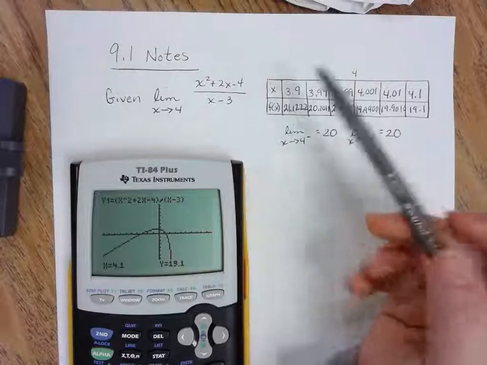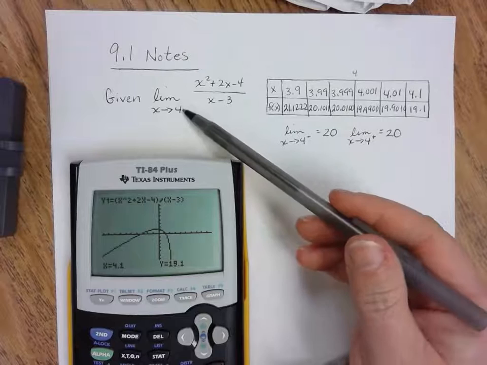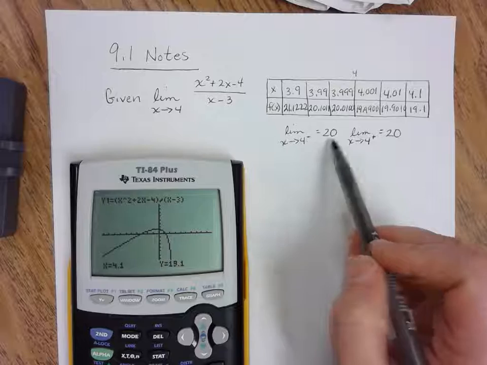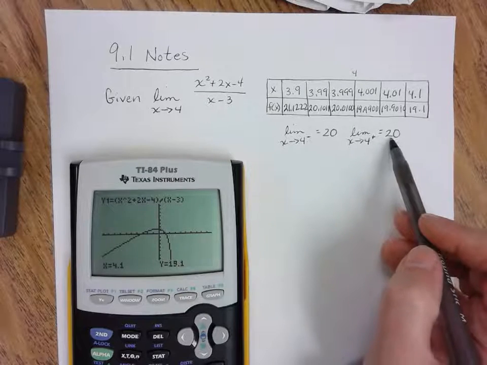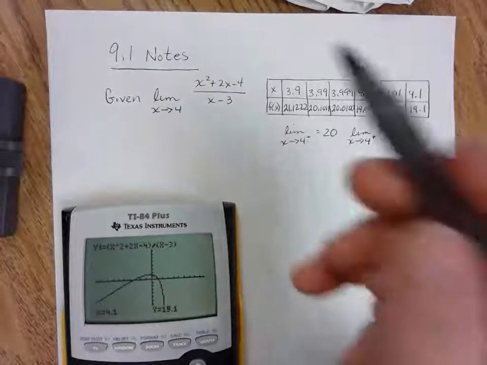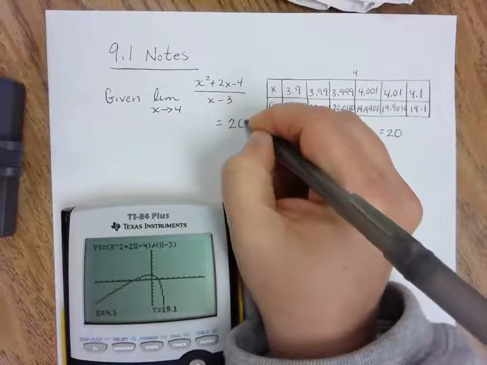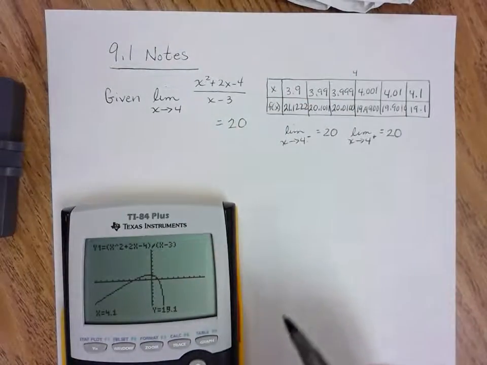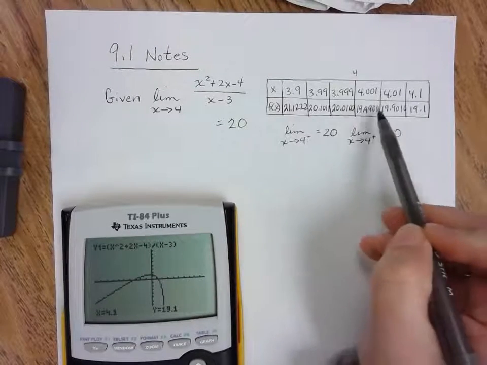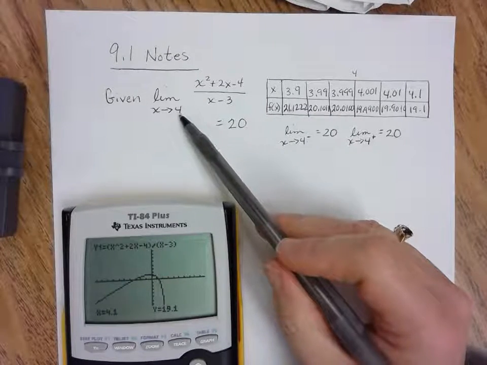But this question asks us not about the left or the right specifically. It just wants to know at 4. Well, because the left hand limit is 20 and the right hand limit is 20, that gives us our answer. The limit as x is approaching 4 on this function is 20. You've got to judge the limit from the left and the limit from the right in order to know what the limit actually is at this value.